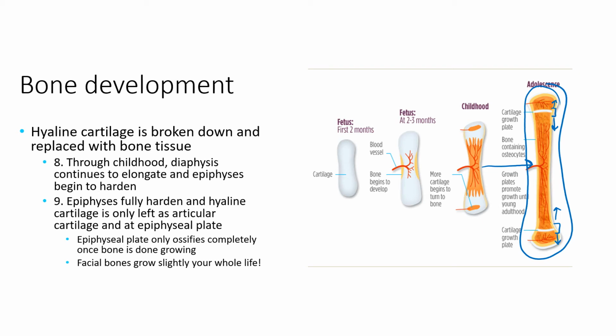So the epiphyses then will fully harden, and the hyaline cartilage is only left as articular cartilage and at the epiphyseal plate. So you still have, you see this part of cartilage right here? That's effectively, it's not shown well in this next illustration, but that's effectively going to be retained right there. And you have the epiphyseal plate, which is your cartilage growth plate through childhood, but that's going to ossify too and turn into a pretty visible scar. That's only going to ossify completely once you are done growing, though. So that's kind of the last thing to actually harden. The main exception to this is your facial bones. Your facial bones actually continue to grow your whole life.